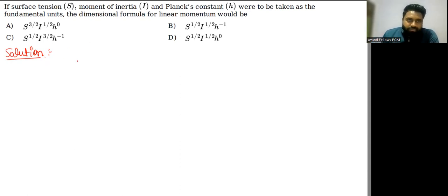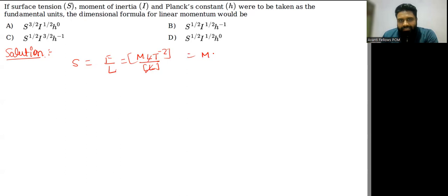We know the dimension of surface tension. It is force per unit length. Force has a dimension of MLT minus 2 and length has a dimension of L. You can cancel out this L. So it has MT minus 2.